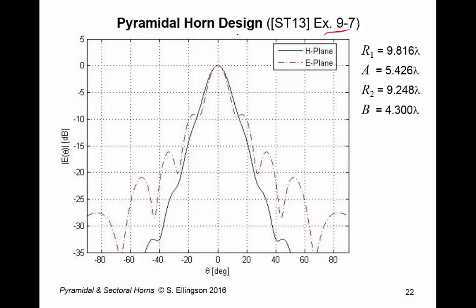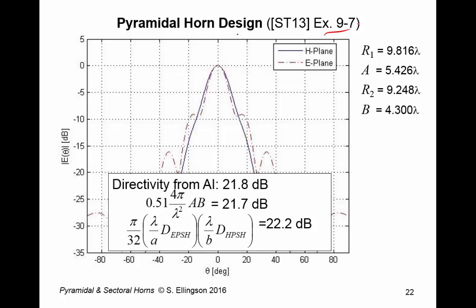one in your book. This is the result I showed you a few slides back for the normalized pattern. I can compute the directivity of this pattern. Directivity using aperture integration, I get 21.8 dB. I can also compute the directivity using this assumption. Right? If this has been an optimally designed horn, then this expression should give me the same directivity. And look at this, it's the same to within 1/10 of a dB.